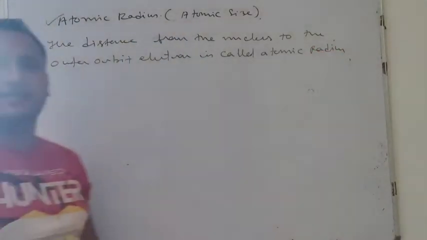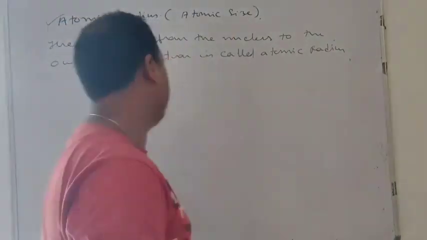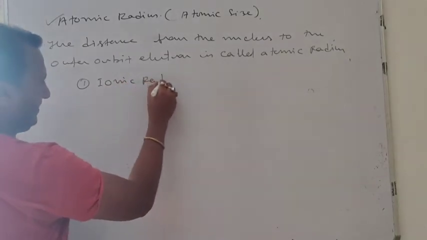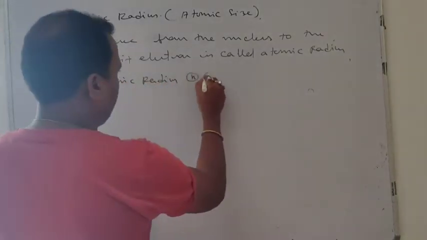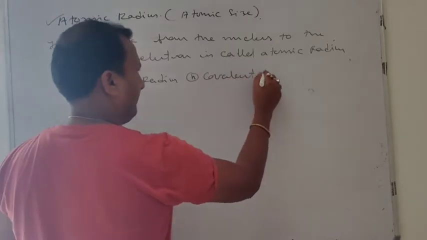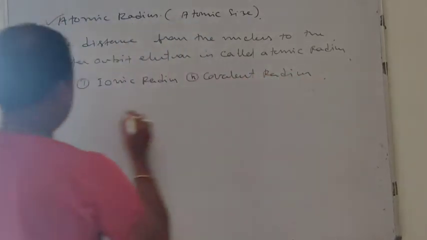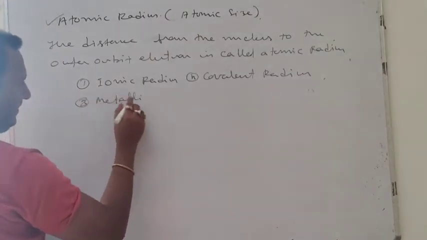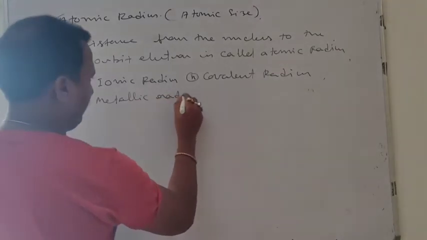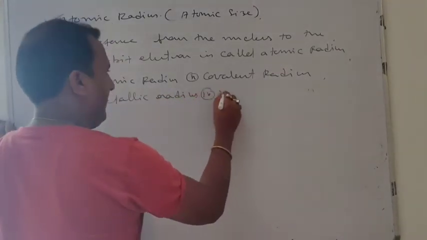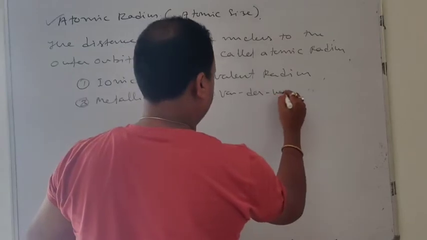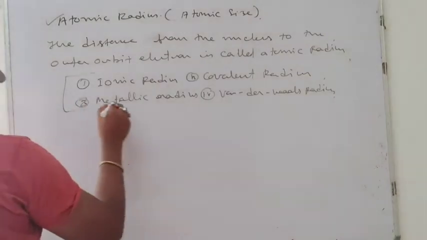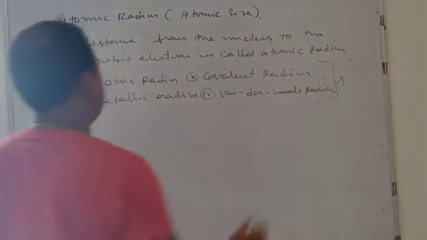Further, this atomic radius is divided into 4 types. Number 1, ionic radius. Number 2, covalent radius. Number 3, metallic radius. And number 4, van der Waals radius. So these things are also excluded from your syllabus.